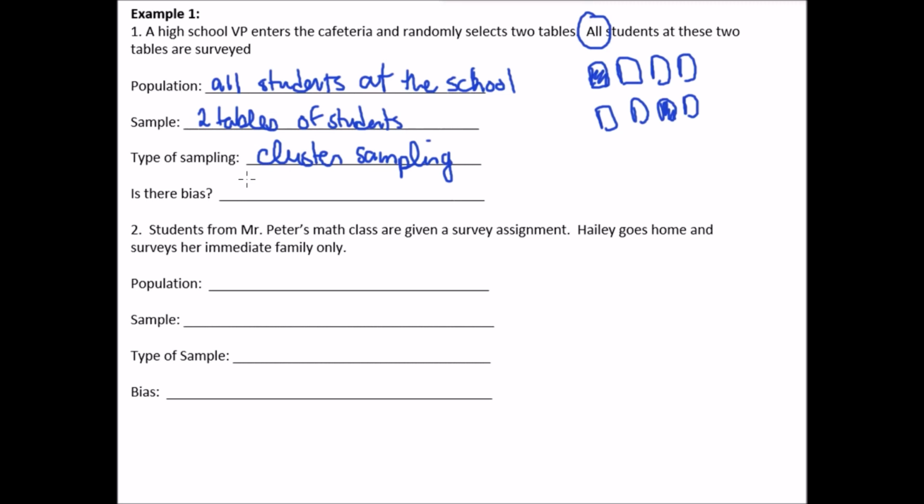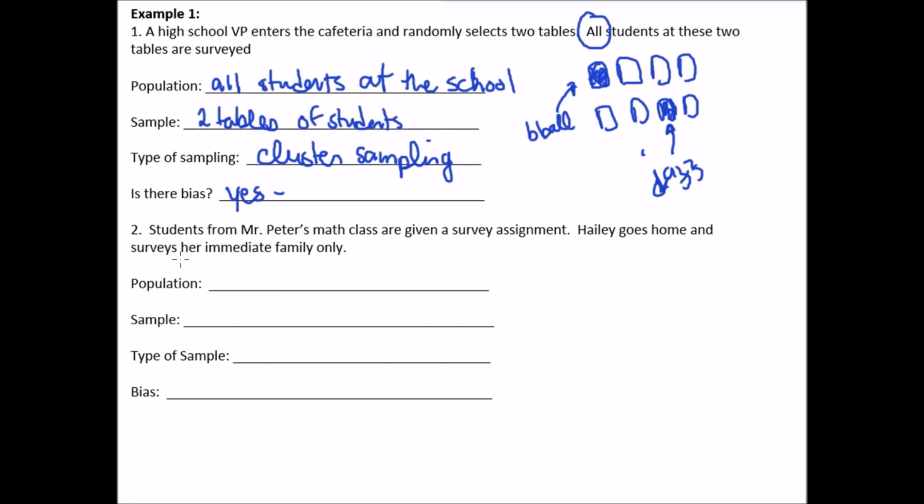Okay, is there a bias? Yes. Okay, the bias here is that usually when people sit at the same table, they are friends. Friends oftentimes share common interests. So maybe at this table there is a basketball team, and at this table it's like the jazz band. Okay, so basketball team, jazz band, they may have the same opinions about something that the VP is surveying about.